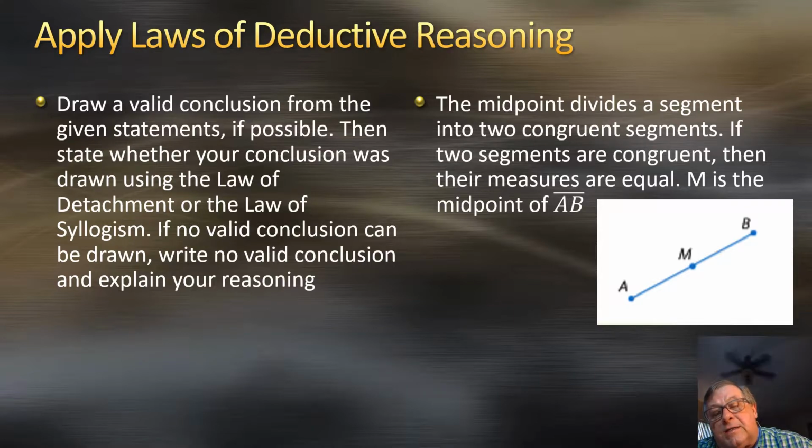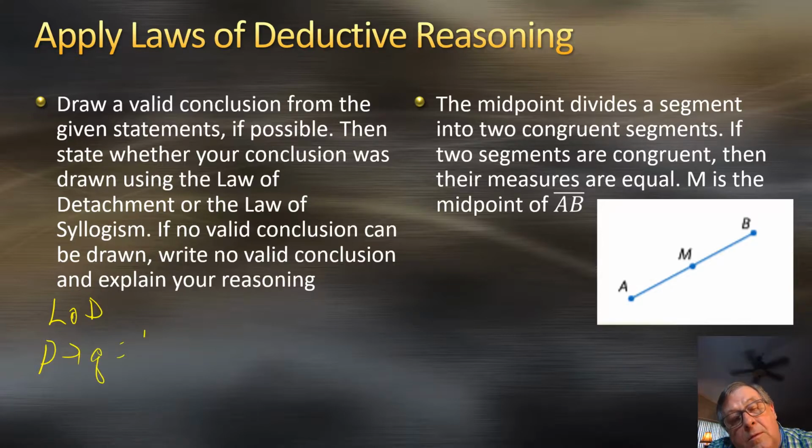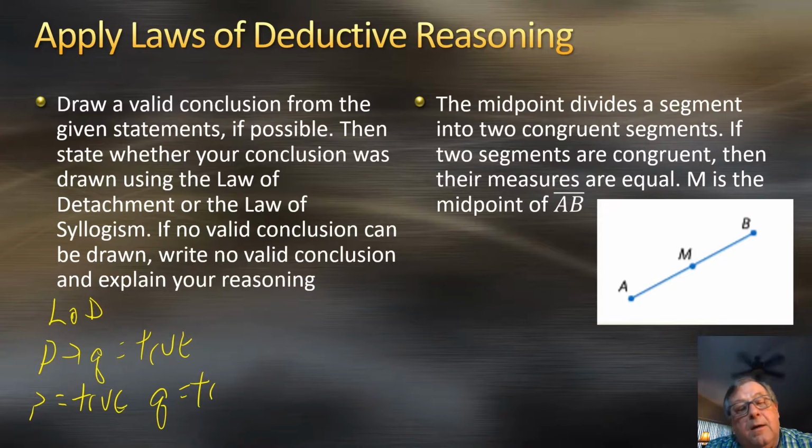Now, as we get into this, let's just review the law of detachment. I'm going to abbreviate it. The law of detachment says that if P, then Q, if that's true, and if P is true, well, then Q has to be true. That's the law of detachment. Basically, we're dealing with a single if-then statement, and we're just looking at the two parts of it: the if part, the hypothesis, and the then part, the conclusion.